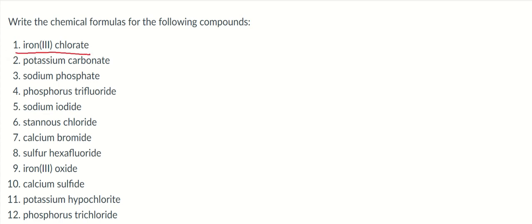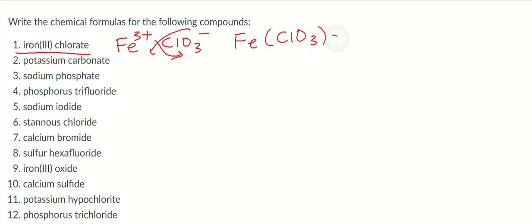All right, iron(III) chlorate, that's an ionic compound. Iron has multiple charges, so we'll give you that in Roman numerals. Chlorate is a polyatomic ion. Crisscross those numerical values on the charges. That 3 needs to go outside the parentheses, and that's the answer to number 1.